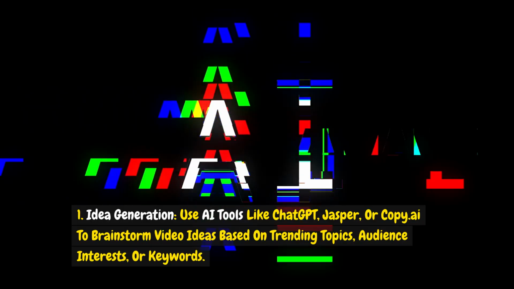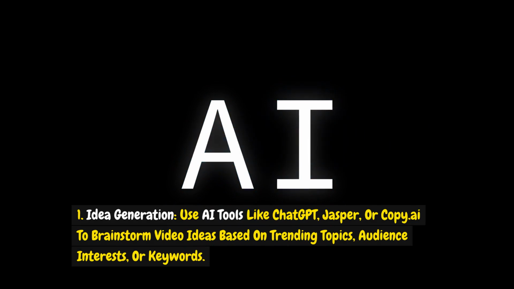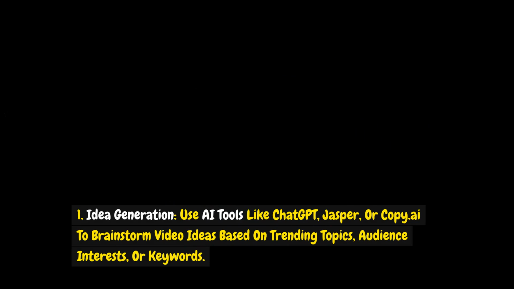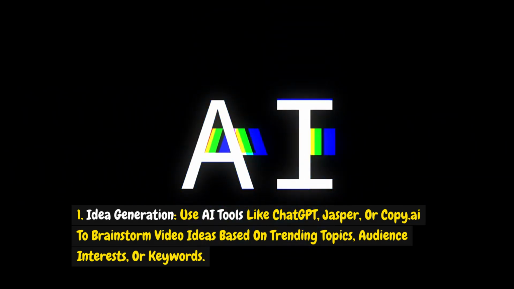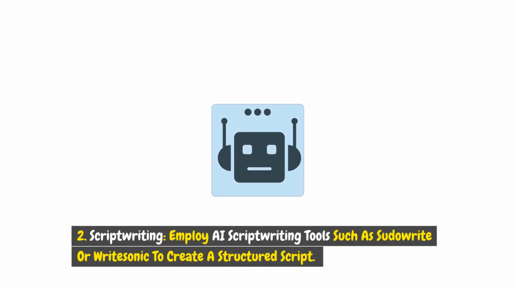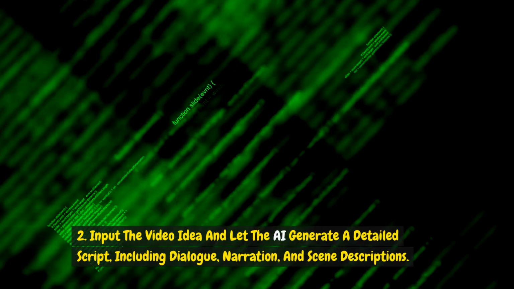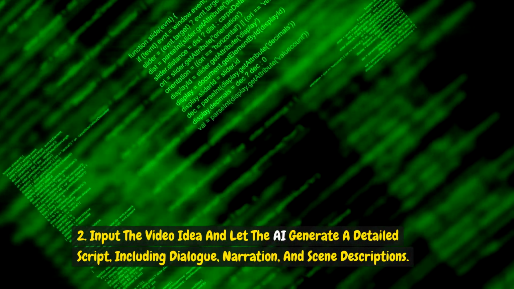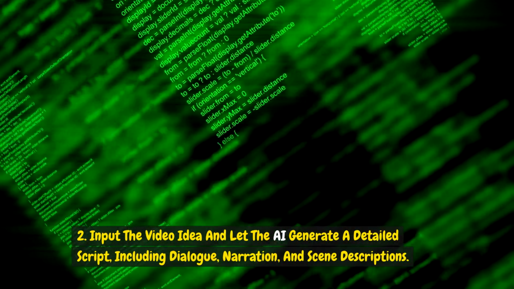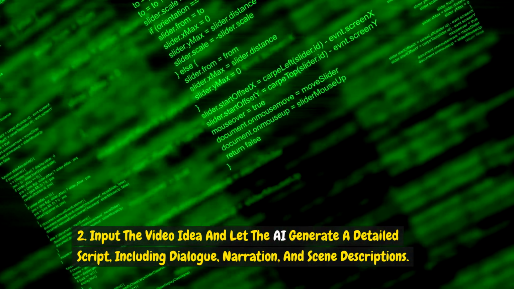1. Idea Generation. Use AI tools like ChatGPT, Jasper, or Copy.ai to brainstorm video ideas based on trending topics, audience interests, or keywords. 2. Script Writing. Employ AI script writing tools such as Pseudo-Write or WriteSonic to create a structured script. Input the video idea and let the AI generate a detailed script, including dialogue, narration, and scene descriptions.